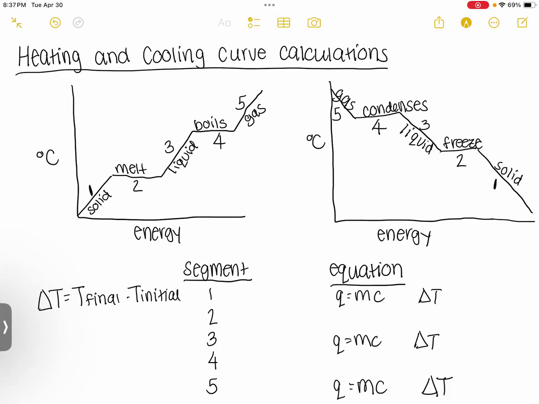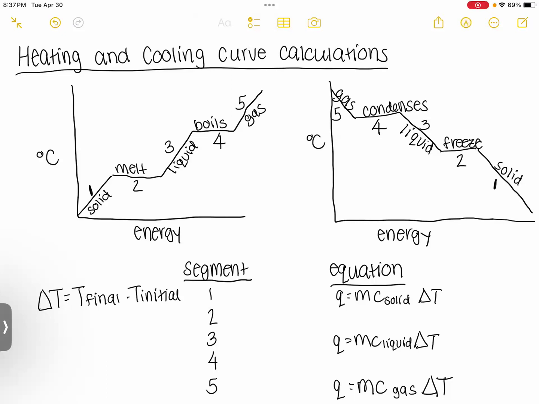C represents specific heat. Specific heat is the amount of energy required to raise 1 gram of a substance by 1 degree Celsius. Every substance has its own unique specific heat, and it is also dependent on its state of matter. So if it is a solid, it's going to have a different specific heat value than when it is a liquid and when it is a gas.